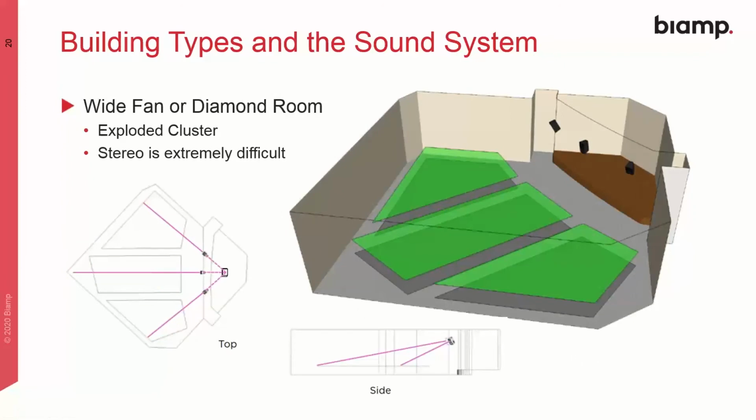Wide fan or diamond shaped room. And here, this is a terminology thing. You will hear this referred to as LCR. It's not LCR. It's a left speaker covering the left audience, center speaker covering the center audience, right speaker covering the right audience. It's called an exploded cluster. Same as a cluster, only they're spread out in space between them. Exploded cluster for a wide fan-shaped room. Stereo would be very difficult. You would have to have a speaker on the right side that covers all the way over to the left, and that becomes difficult to do. With a narrow room, it is much easier to do stereo.